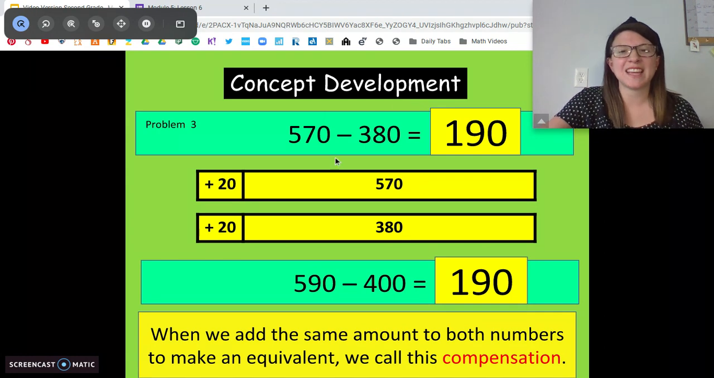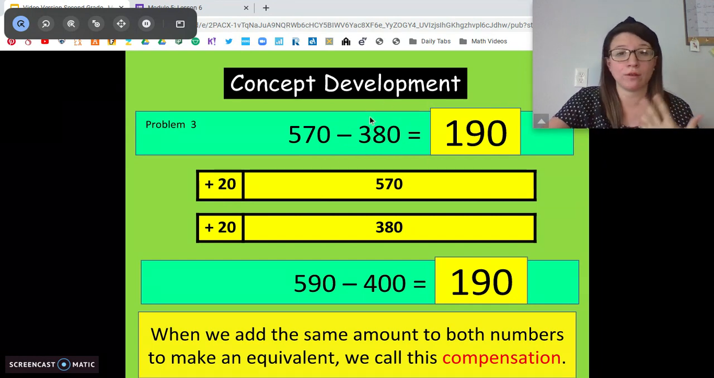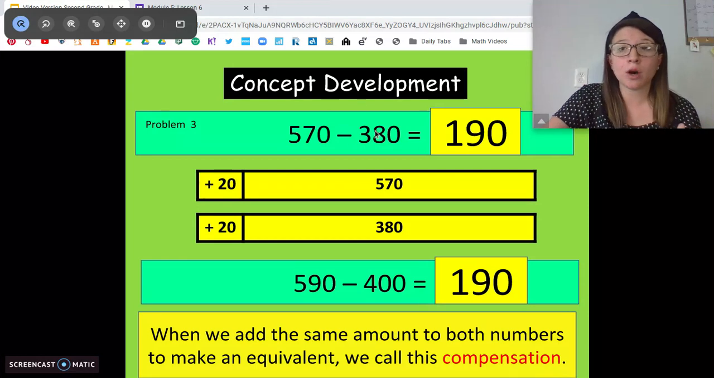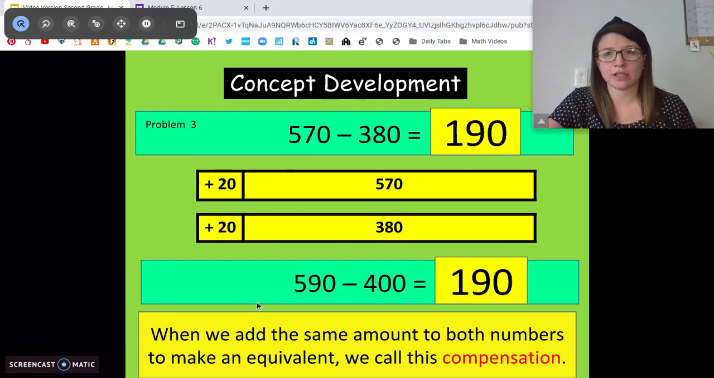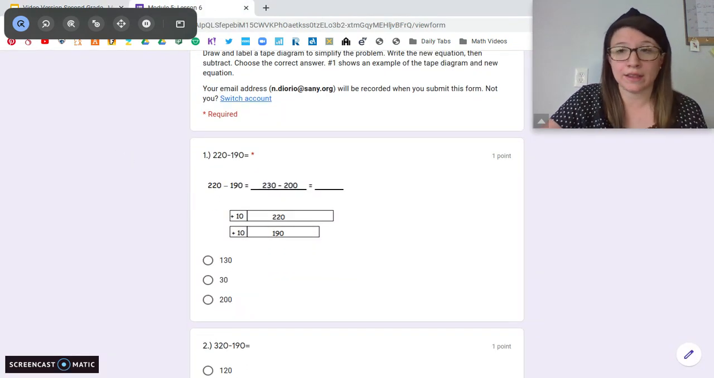So whatever you do to one, you do to the other. You want to make the second number get to its nearest 10, whether it's counting by ones, counting by tens, counting by hundreds, whatever it is. Get the second number to its nearest 10, add it to both. Whatever you do to one, you have to do to the other, and then make that easy subtraction problem for yourself. Your problem set today is doing the same thing.